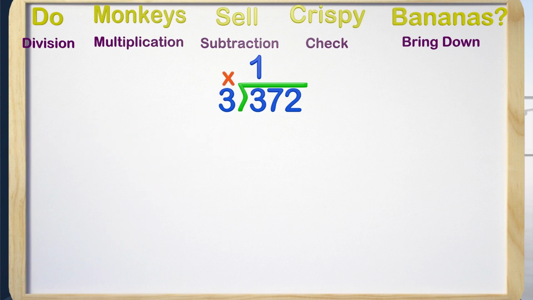The next step is to multiply. 1 multiplied by 3 equals 3, and we put it directly below the number we are working on. Now we move on to the next step, which is subtraction. 3 subtract 3 is 0, so we put a 0 here. Up to this point, we have done 3 of the steps. We divided, multiplied, and subtracted.